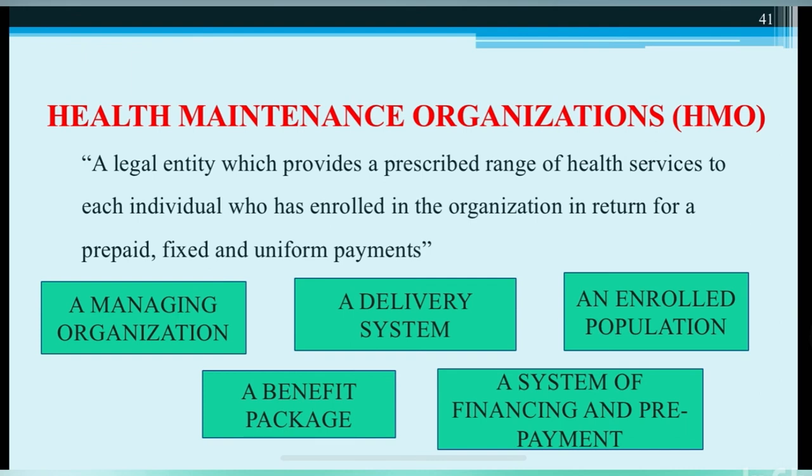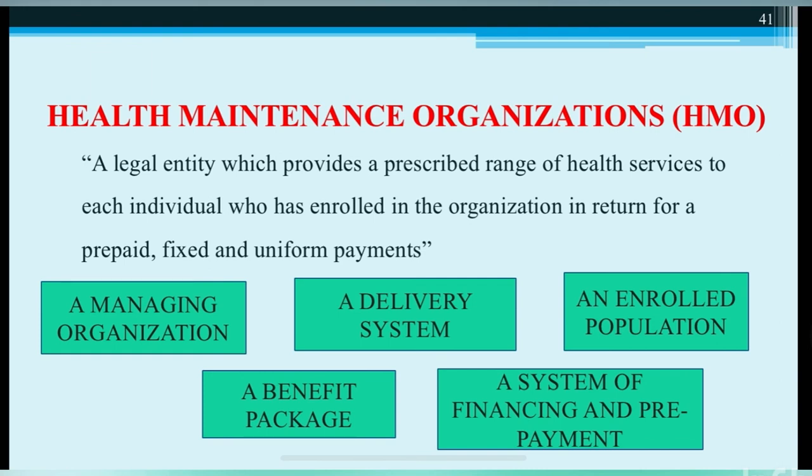HMO basically consists of five things. The first one is a managing organization. The second is a delivery system. The third one is an enrolled population. The fourth one is a benefit package. And the last one is a system of financing and prepayment.